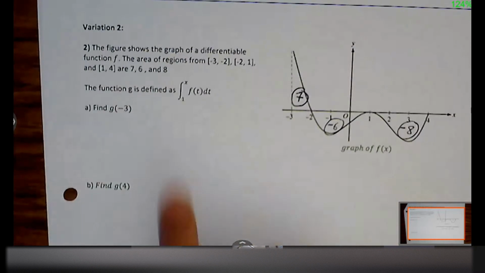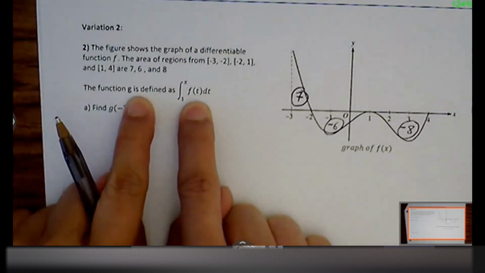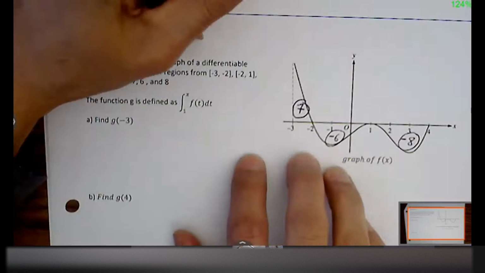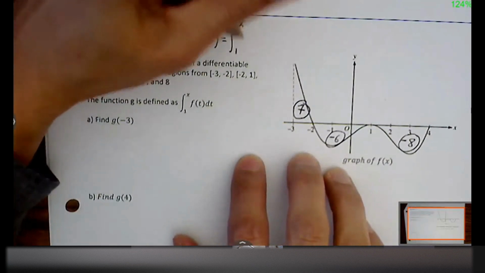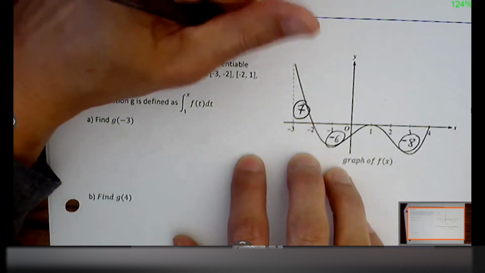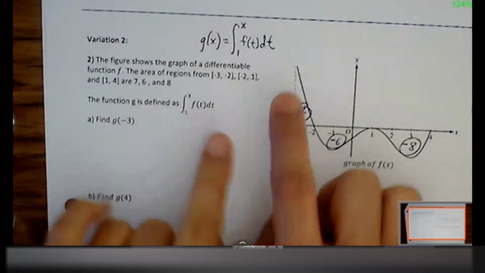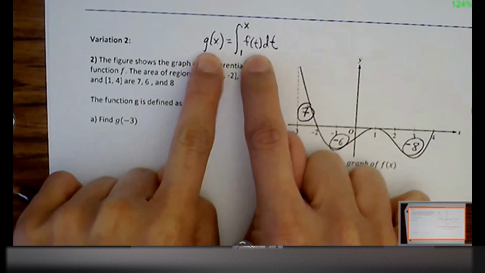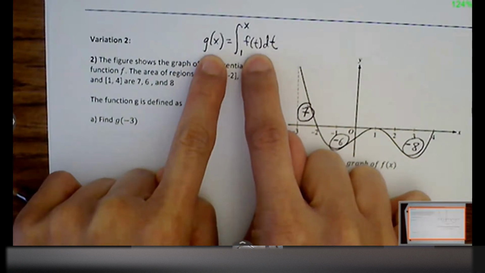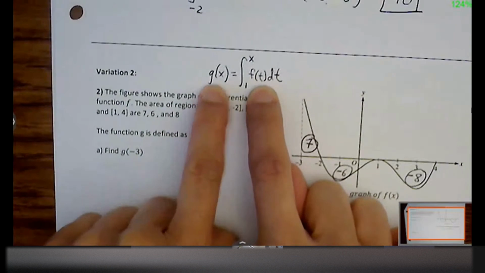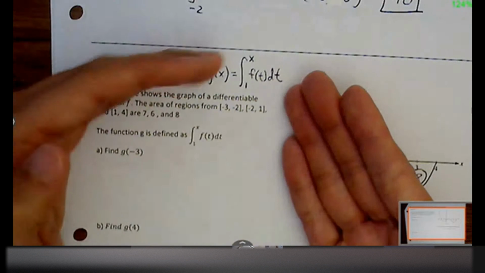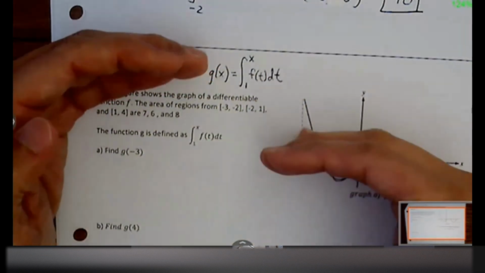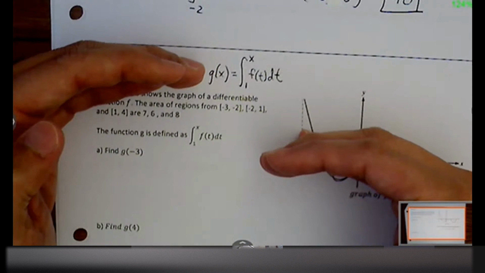But the difference here is that we have this relationship between g and f. So let me write this up here. G of x is the integral from 1 to x of f of t dt. So this relationship is telling us how these relate to one another. Right now, I need the integral of f in order for it to be at the same level as g, which means that f is really sitting one level below g, which is telling us that f is really a g prime graph.